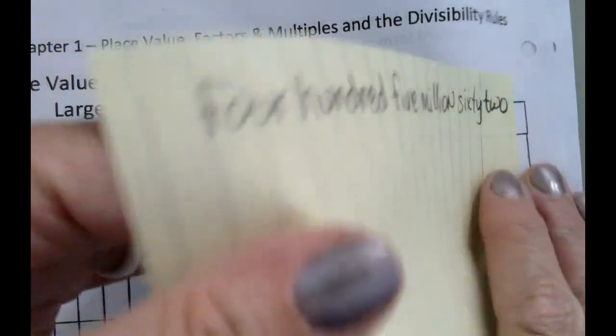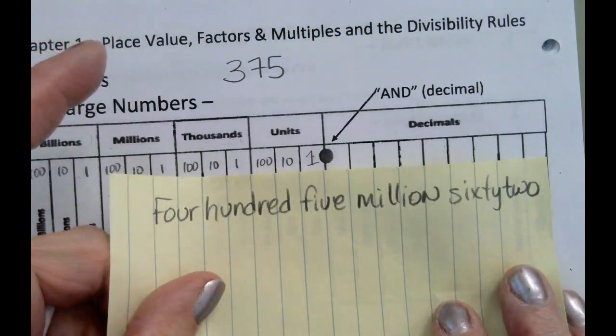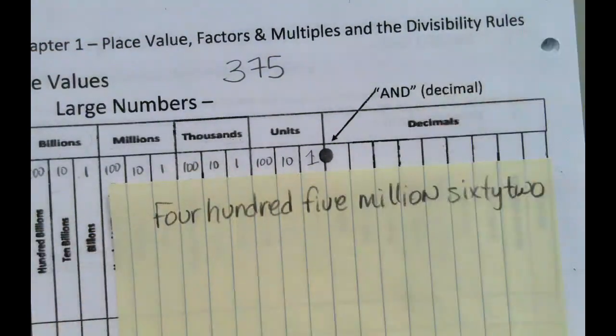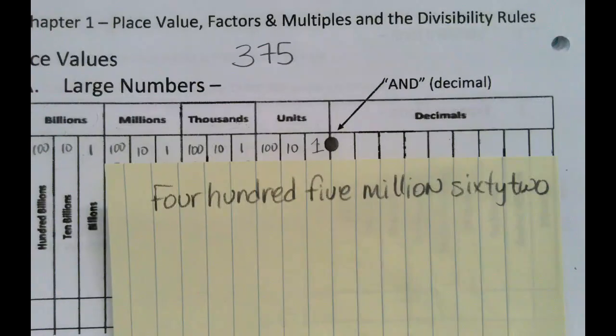Because an and, what does an and mean? A decimal, right? So we're not working with decimals. So we cannot go 405 million and 62. Because all I did was insert a couple of decimals in there. And do we have numbers that look like that? No, I can't have more than one decimal in it, right? Not right now.